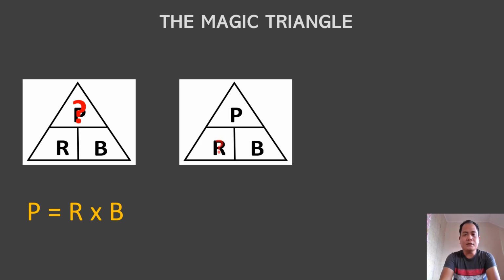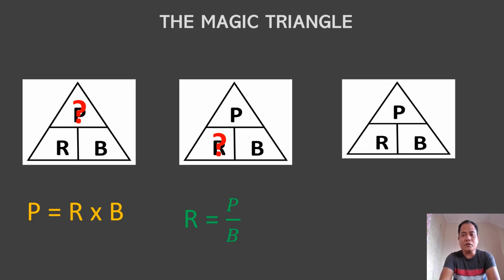What about if the missing is the rate? So, makikita rin natin sa magic triangle, yung P ay nasa taas at B ay nasa baba. So, we just simply say that rate is equal to P divided by B. So, madali lang tandaan. What about if the missing is base? Makikita rin natin na si P ay still on the top and R is nasa baba. So, we just simply say base is equal to P divided by R. Alright?